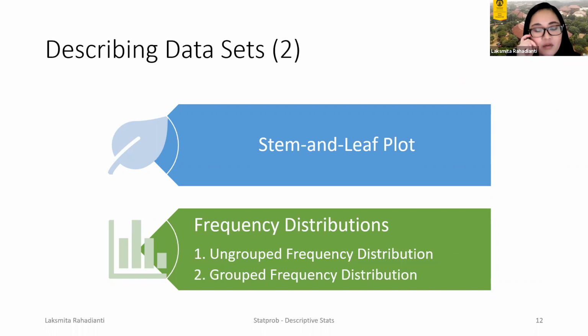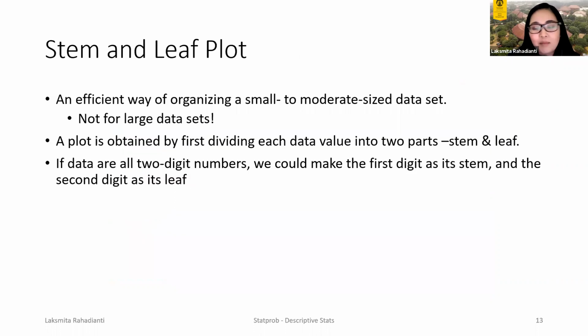Okay, so first I'm going to talk about the stem and leaf plot. What does it mean? It's a stem and a leaf. You probably already have an idea of what that means. What's a stem and what's a leaf? So it's a very efficient way to organize small to moderate sized data sets. So you divide your data value into two parts, the stem and the leaf.